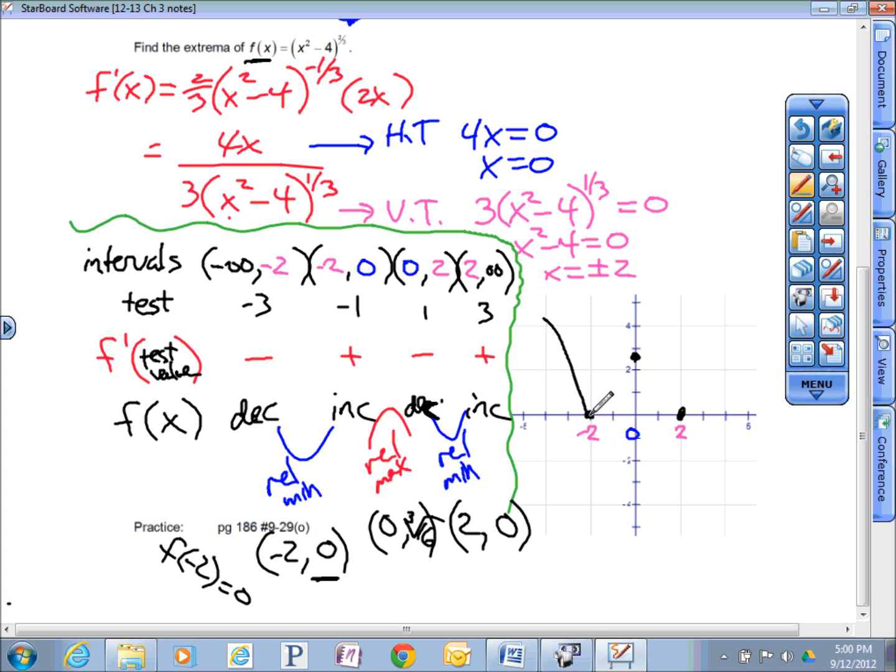At x equals 0, it's a smooth curve and a relative max. At x equals 2, it's a sharp turn and a relative min. I got a graph that looks something like that, and I just found 3 relative extrema. Relative min here and here, relative max here, and remember the reason that they're sharp is because we found a vertical tangent, and the reason that they're smooth is because we found a horizontal tangent. So anyway, there's your introduction to first derivative test.